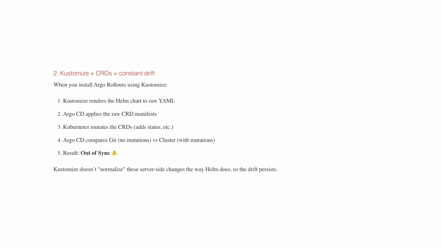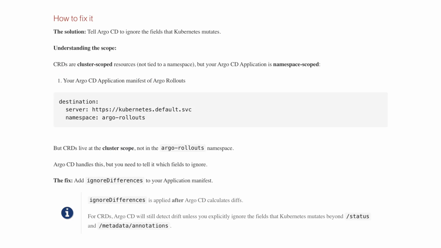The problem is compounded when using Kustomize. Here's the cycle. 1. Kustomize renders the Helm chart to raw YAML. 2. Argo CD applies the raw CRD manifests. 3. Kubernetes mutates the CRDs. 4. Argo CD compares Git, no mutations, versus cluster, with mutations. 5. Result: out of sync. Kustomize doesn't normalize these server-side changes the way Helm does, so the drift is visible.